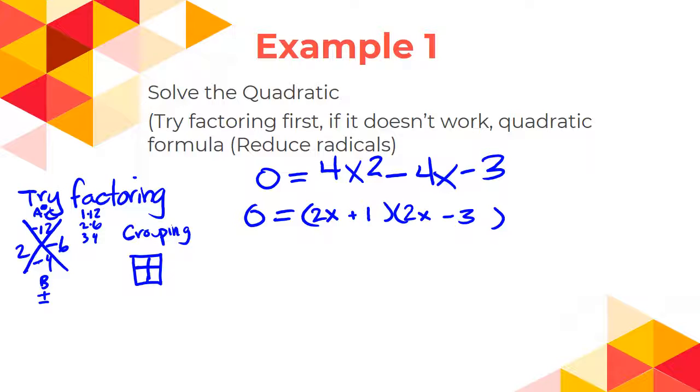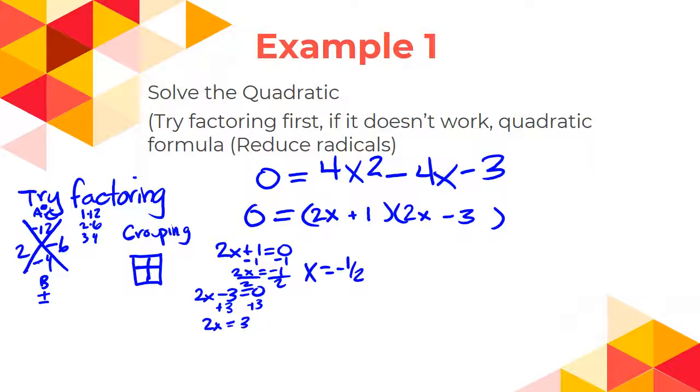Now we set each factor equal to 0. So I have 2x + 1 = 0, and I have 2x - 3 = 0. So this one did factor. So I'm going to solve, subtract 1, and then divide by 2. So I end up with x equals -1/2. Here I'm going to add 3. 2x = 3, divide by 2, and end up with x equals 3/2. You can leave them as decimals or fractions, that doesn't matter to me.